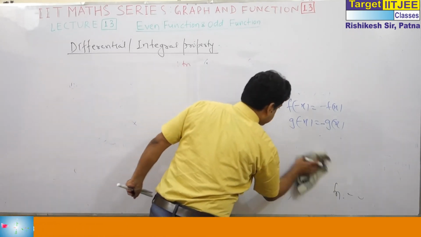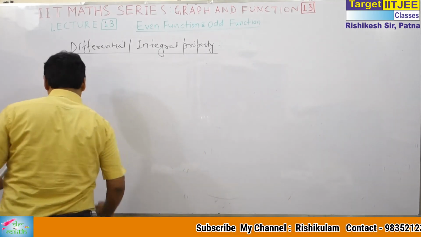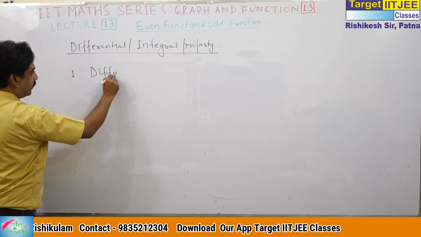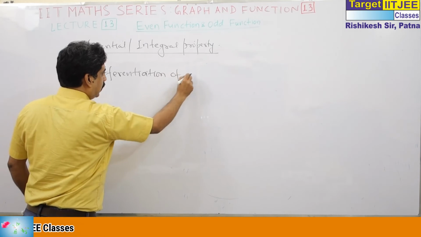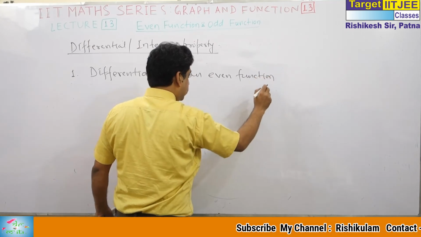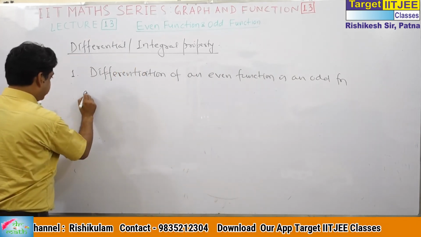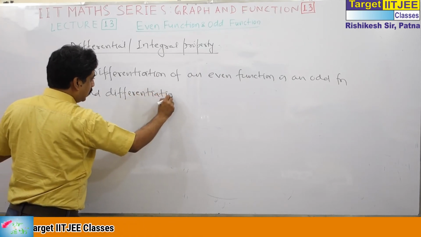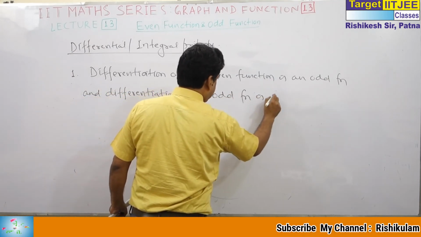The property is number 1. Differentiation of an even function is an odd function, and vice versa. Means, differentiation of an odd function is an even function.